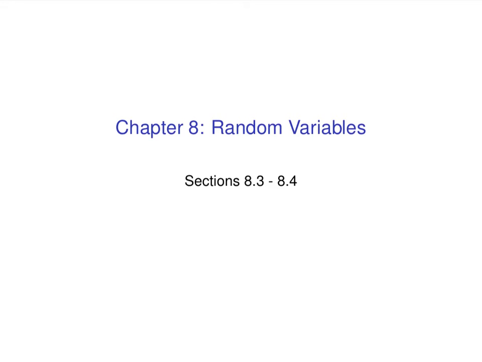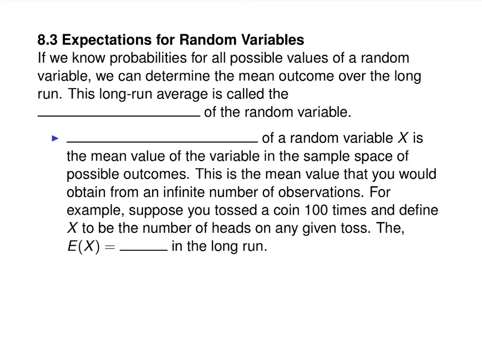In this lesson, we are going to continue our study of random variables. If you know probabilities for all possible values of a random variable, we can determine the mean outcome over the long run. This long run average is called the expected value of the random variable, and it's abbreviated as E of x. So think that E of x is the average. The fancy way to say that is E of x equals the Greek letter mu.